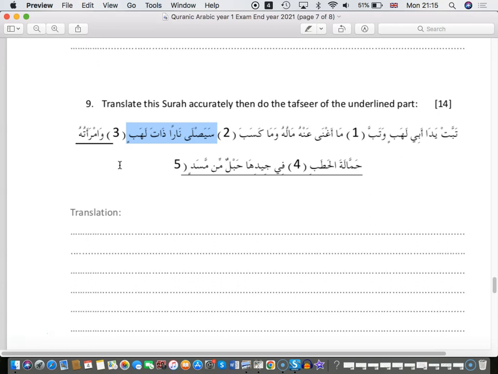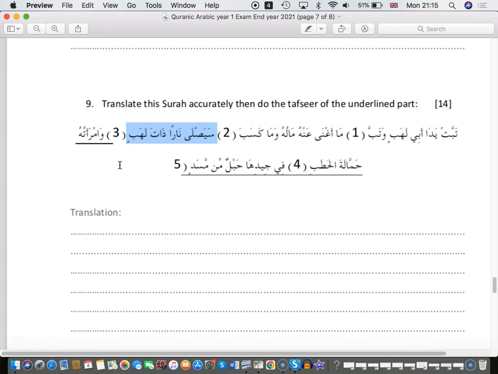It's not a half an exam. You can't say to me, I remember it there, but I don't remember there. Father. Sayasla naran, he will soon. Very soon, very immediately. He'll be thrusted into a fire that possesses flames.